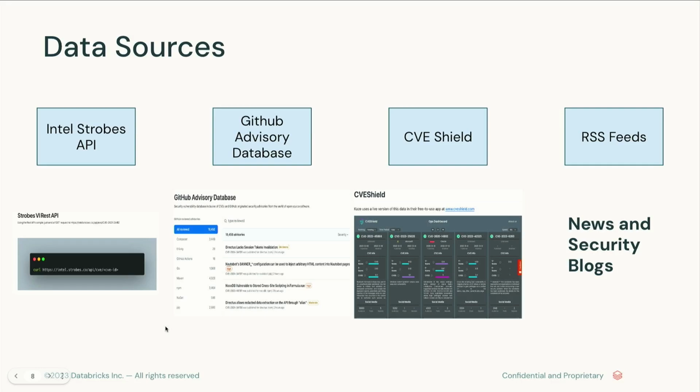So these are the various places where we're ingesting data from. There's an API for Intel Stropes. Also, there's a GitHub advisory database, and there is a CVE Shield database which publishes CVEs on a regular basis, on a daily basis. It has a dashboard which says what the CVE is and things like that, right? And also we're getting data from RSS feeds like news, blogs, and security blogs. We ingest those RSS feeds as well.